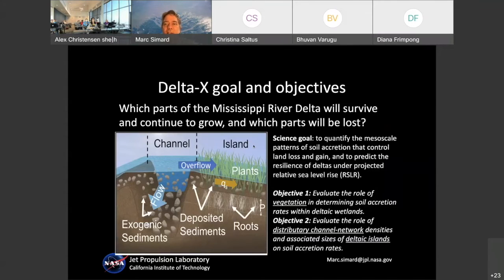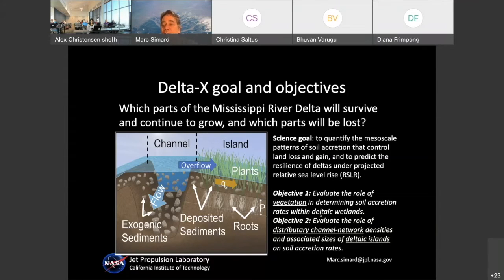So Delta X, of course, comes and looks at different processes that provide resilience to the system. In particular, the goal of Delta X is to measure and predict which parts of the Mississippi River Delta will survive and continue to grow, and which parts will be lost in front of sea level rise. These objectives, by the way, are looking at the 2 different processes that contribute to the resilience of the system.